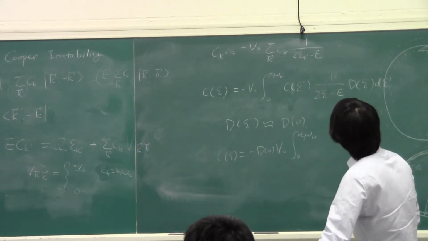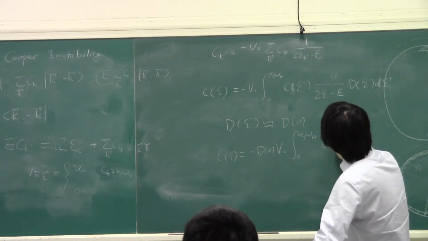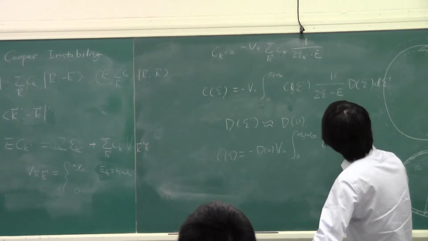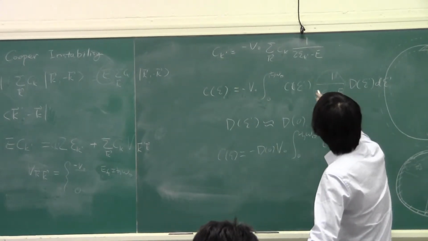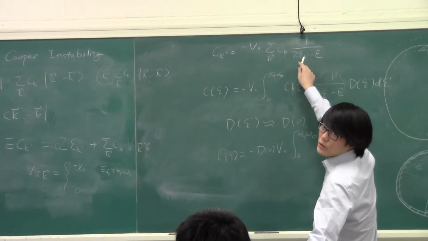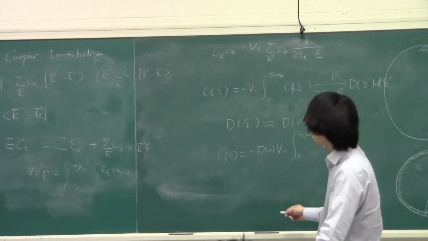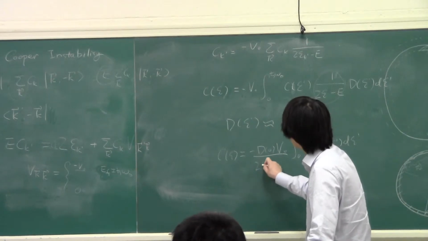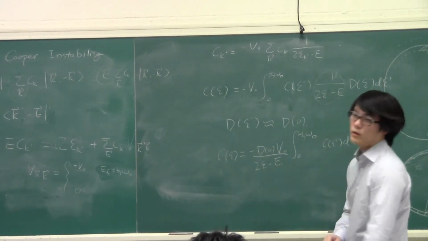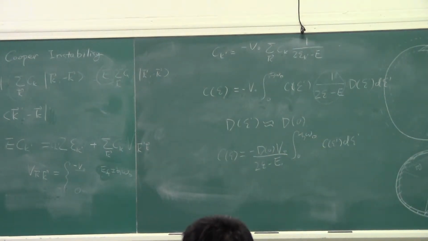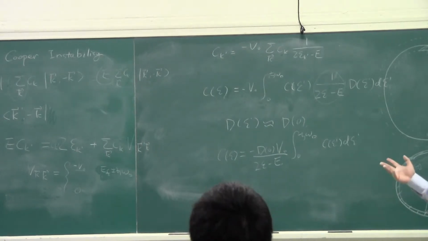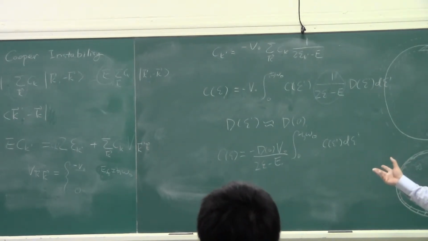What gets integrated over here is just this c of epsilon prime d epsilon prime. And this thing, if you look here, this is k prime, right? So this is 2 epsilon. This is not within the integral. This is actually on the outside over here, right? Okay, so basically now our goal is to solve this equation.